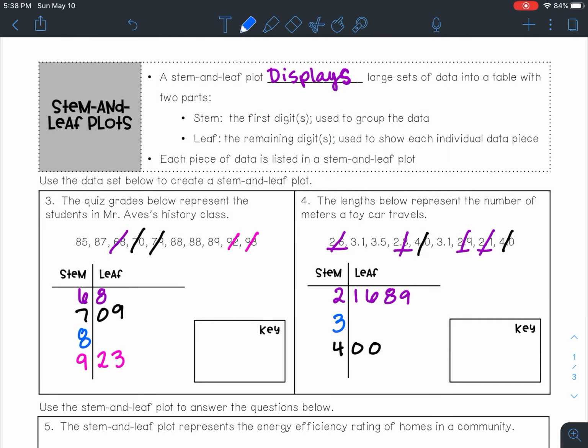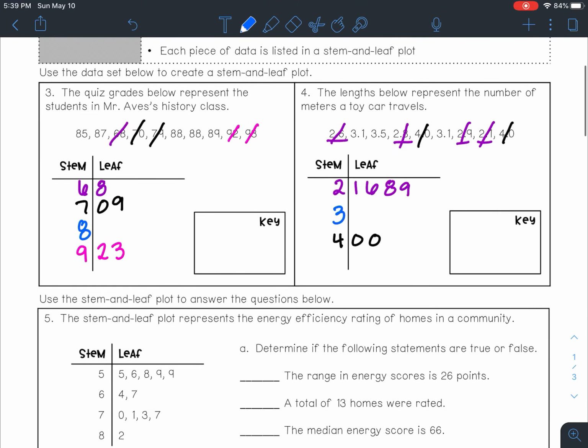So a stem and leaf plot displays large sets of data in a table with two parts. The first part is the stem, which uses the first digit in the group of the data. The second part, the leaf, is the remaining digits used to show each individual data piece. Each piece of data is listed in a stem and leaf plot.